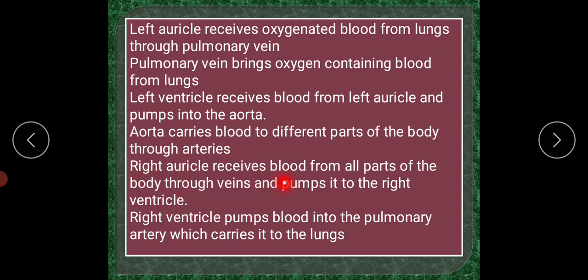The right auricle receives blood from all parts of the body through the veins and pumps it to the right ventricle. This blood contains carbon dioxide. The right ventricle pumps blood into the pulmonary artery, which carries it to the lungs.